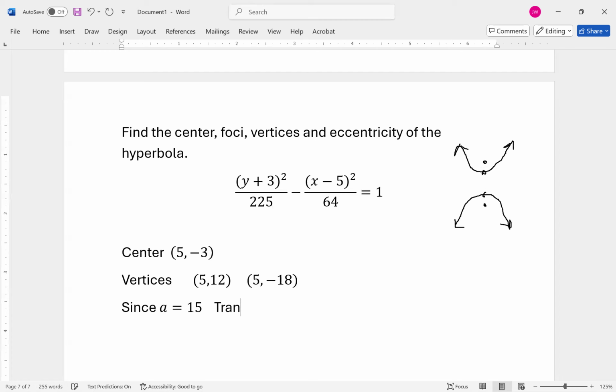By the way, while I'm here, the transverse axis has length of 2 times 15 or 30. And if I wanted to talk about the conjugate axis, well, b in this situation is 8. That's the square root of 64. And so the conjugate axis is length 2 times 8, which would be 16.